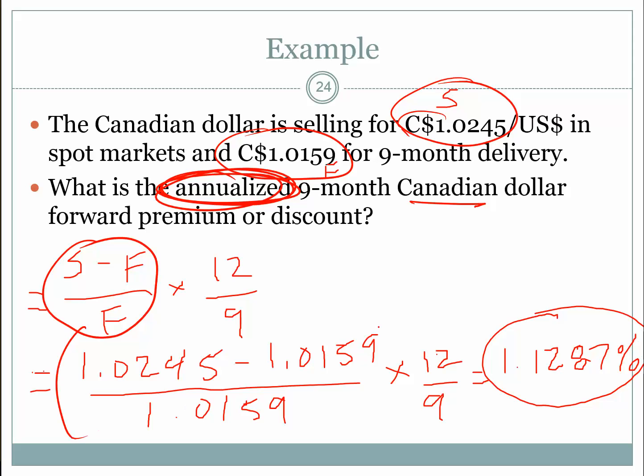Calculate that percent, which I do. I'm going to divide it by 9 to make it monthly, and then multiply times 12 to annualize it, or multiply that whole function there by 12/9, and you see we'd say it's at an annualized premium of 112 basis points, or 1.1287%.